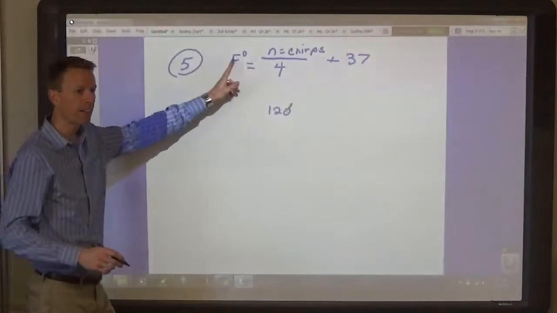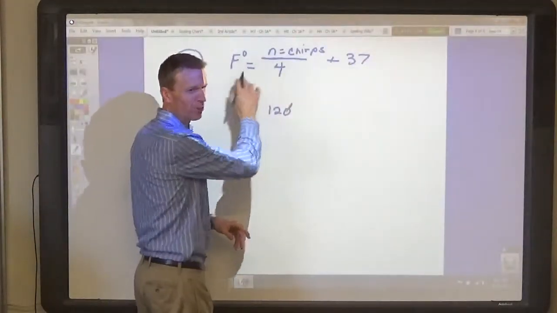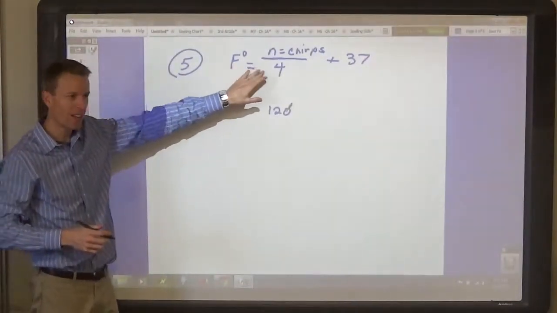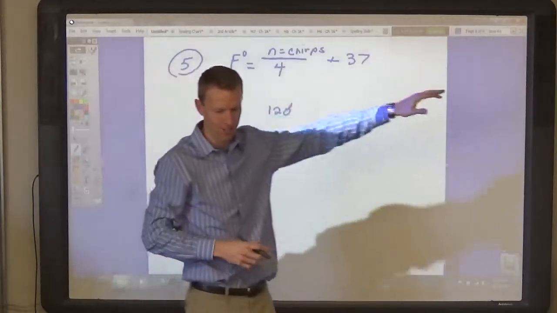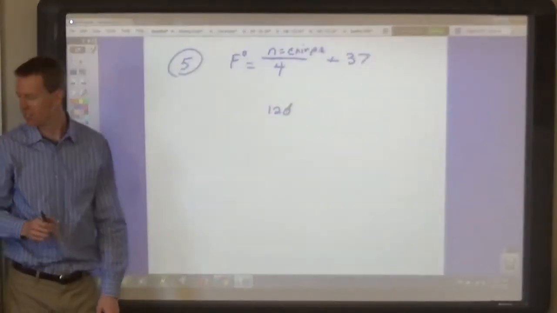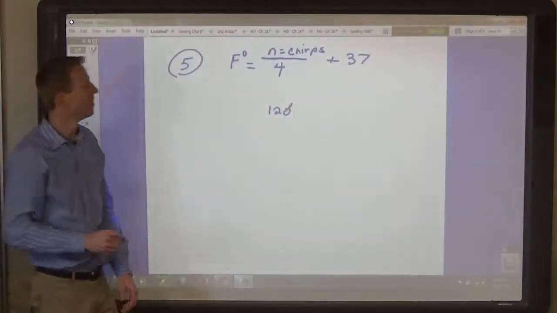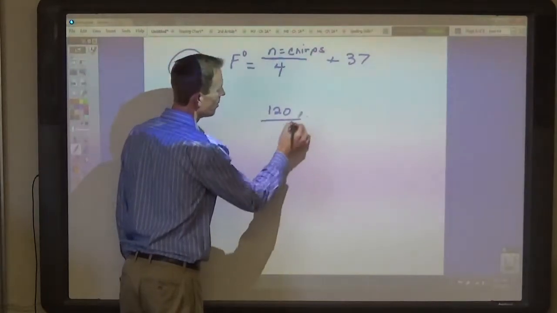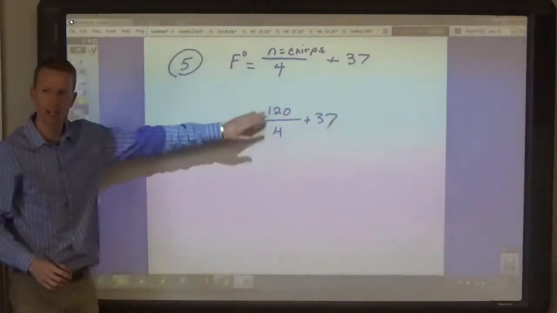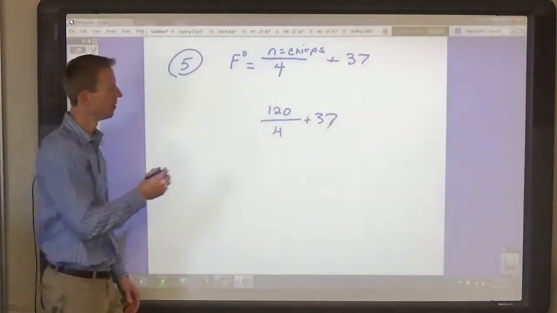So again, you'll have to write this formula. Actually, I might give this one to you because it's not a formula that you would need to memorize for science, probably, unless you go into like cricket biology or something like that. Anyway, 120 chirps divided by 4 plus 37. You'd have to plug the number into the formula. And what is that? I think it's 67.